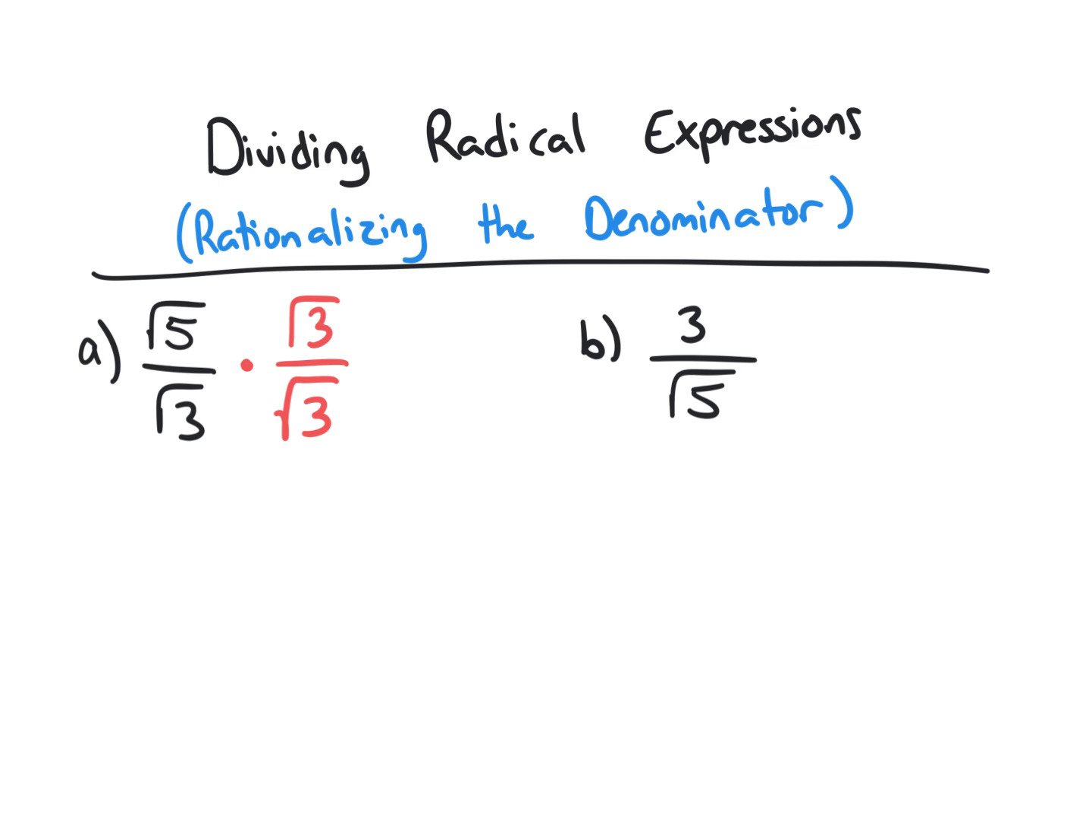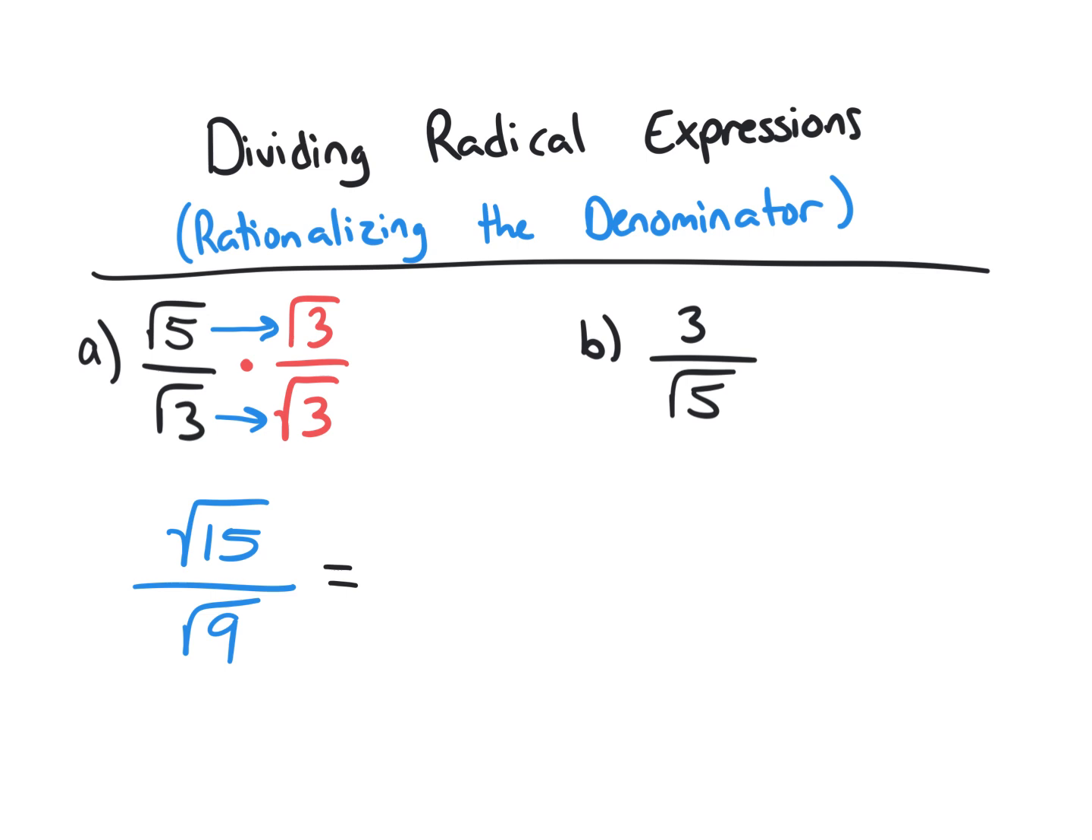Okay? So now it turns into a multiplication problem. I'm going to multiply across on the top. What do I get? Square root of 15. On the bottom, if I multiply across, what do I get? Square root of 9. Yep. Okay. So now you simplify.